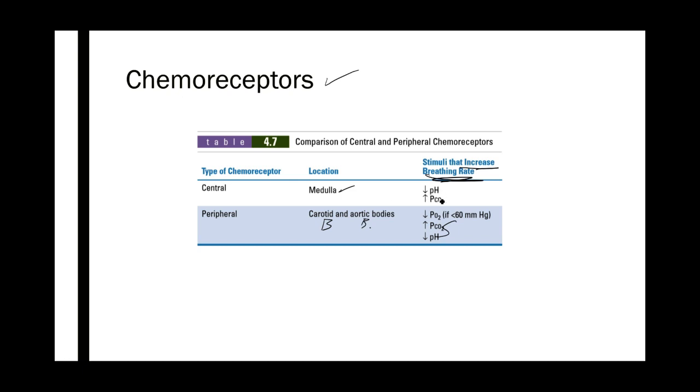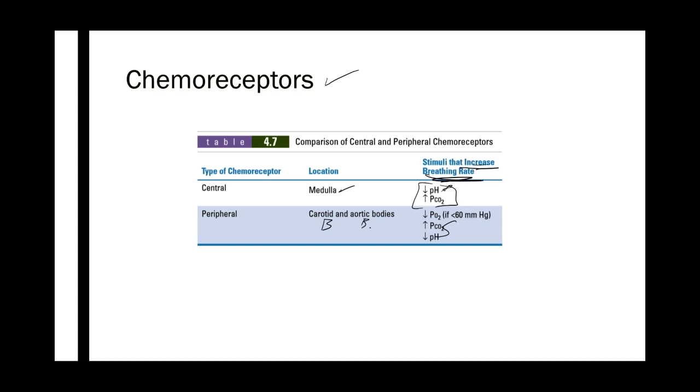A decrease in pH and/or an increase in PCO2, and these go together, one kind of causes the other. For instance, in respiratory acidosis, in the case of hypoventilation, say you overdose on benzodiazepines or opiates, you're not exhaling the CO2, then the CO2 is building up, and then you get respiratory acidosis, so there's a decrease in pH. So anyway, the response to those stimuli is an increase in breathing rate.